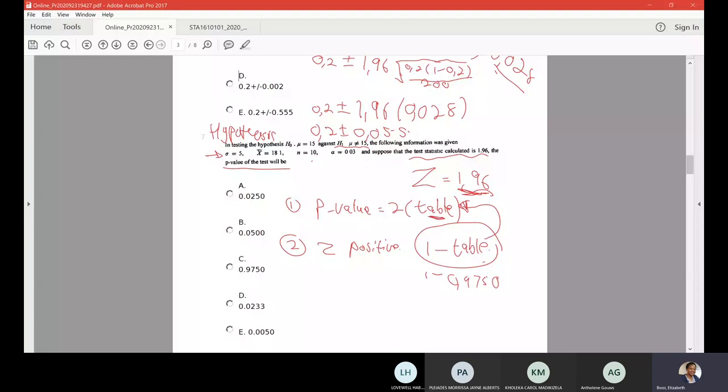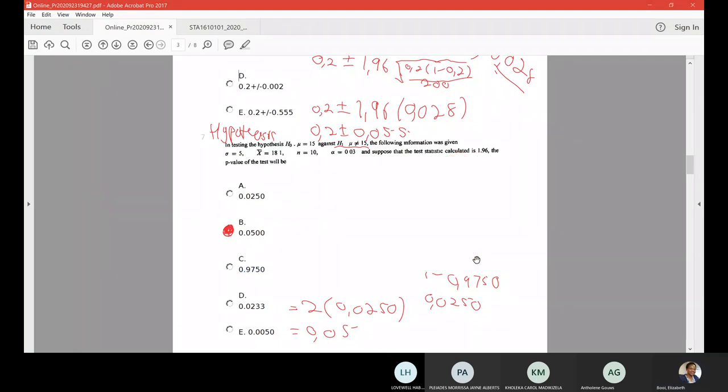Here we say 1 minus 0.9750, and it gives us 0.0250. So we go back to number one and say 2 times 0.0250, and this will give us the p-value of 0.05, which is option number B. Do you understand what I just did? Yes, I do. Let me repeat it in a vice versa manner.